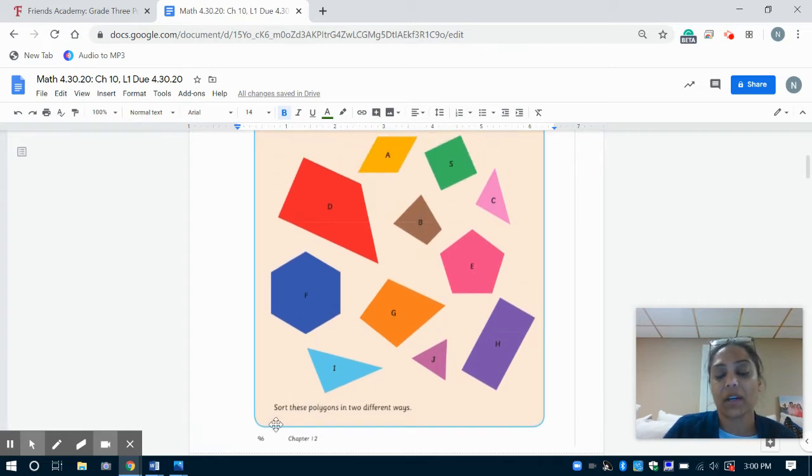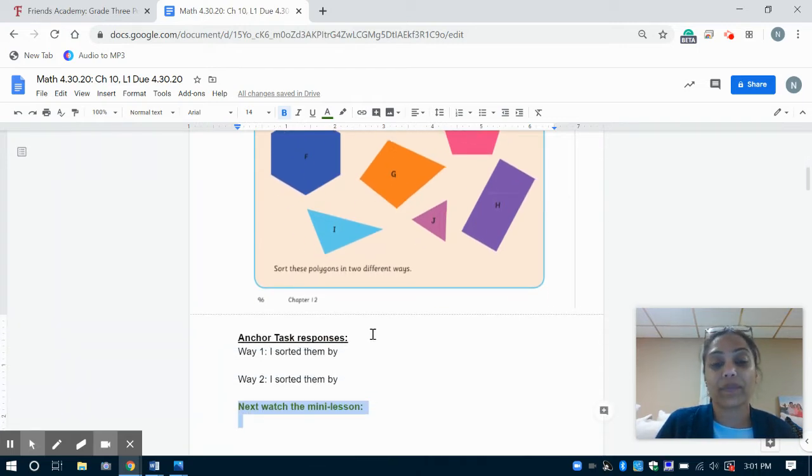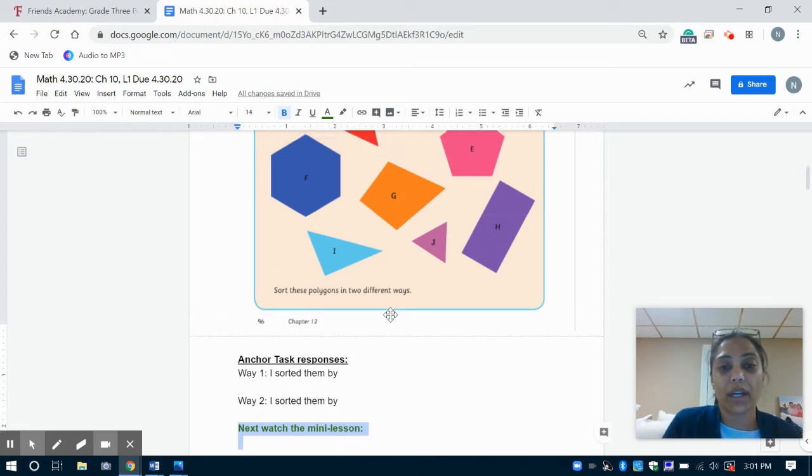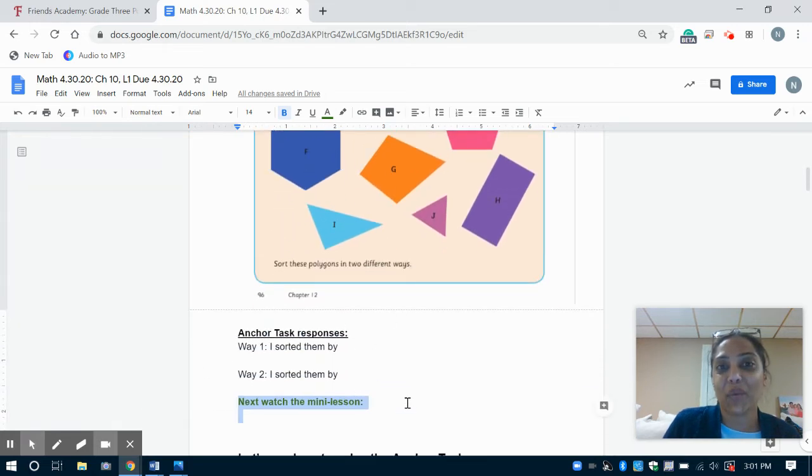And it says here, sort these polygons in two different ways. So sort these polygons, another word for shapes, in two different ways. And you can see that they have letters in them to make it easier for you when you identify them by the letter. They're capitals, so please use capitals. The way to show capitals on a keyboard is to hold down Shift, and then the letter. So if you can, please spend a few minutes to organize, to sort these polygons, show us two different ways, and then watch the rest of the video.